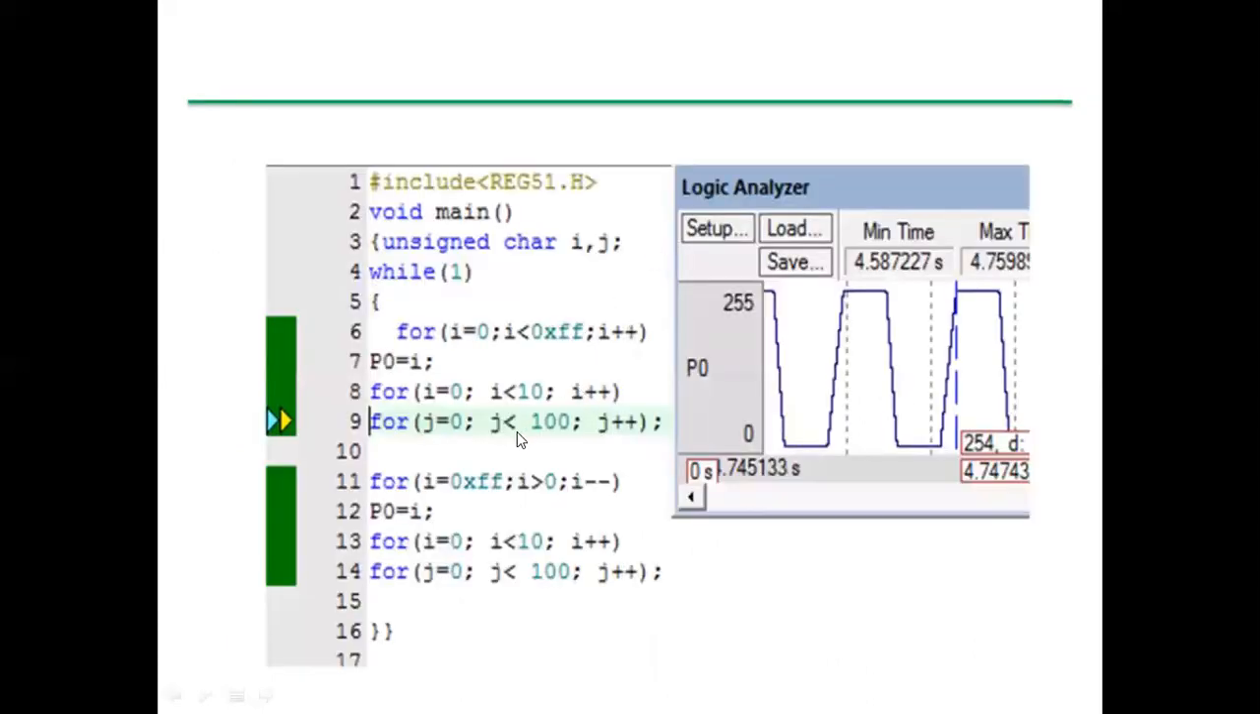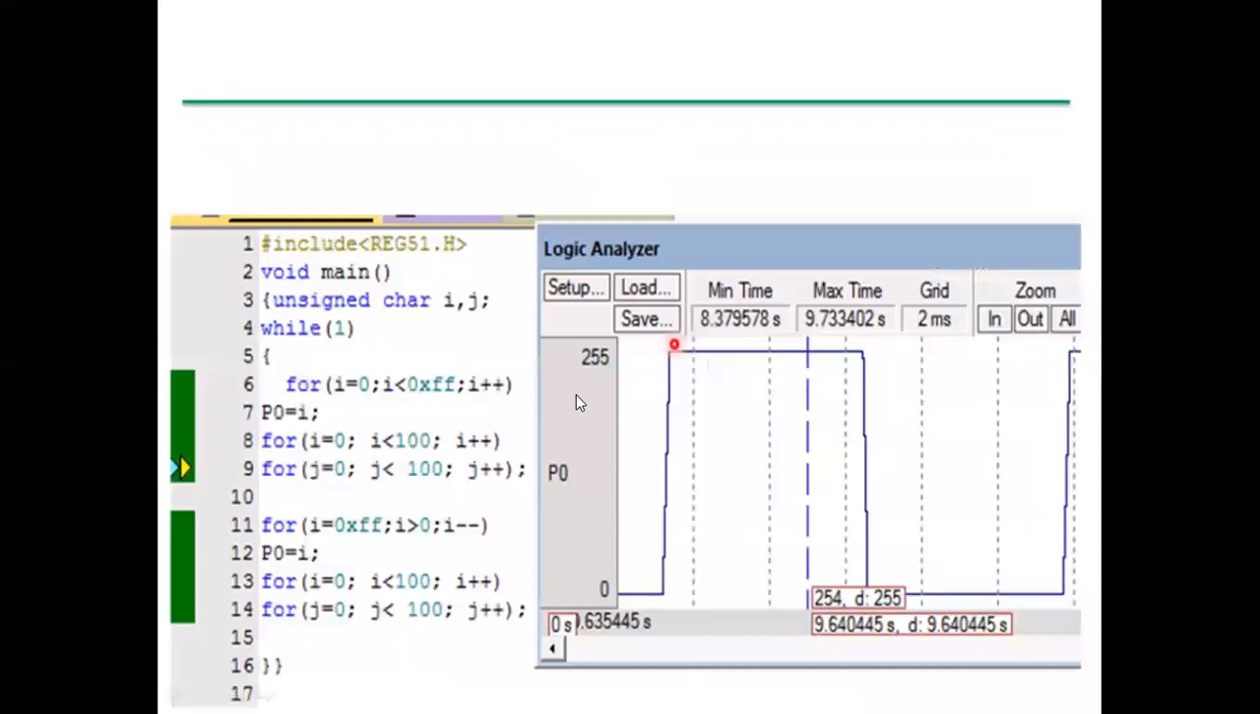If the delay is 10, you are getting this waveform in the logic analyzer. You can also increase the delay. Here you increase the delay to 100, so you are getting this type of waveform. The delay is increased.